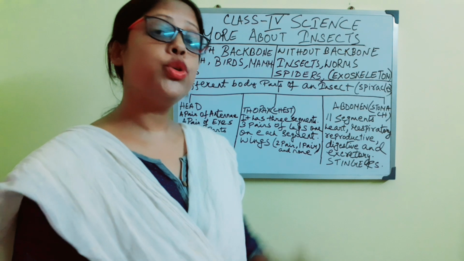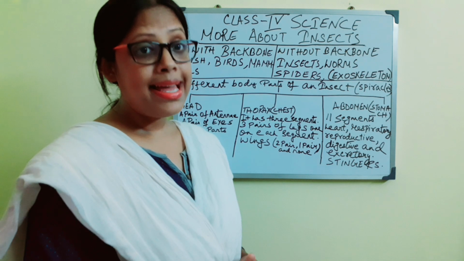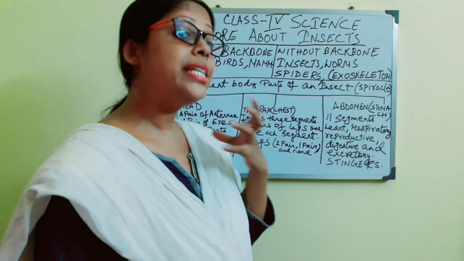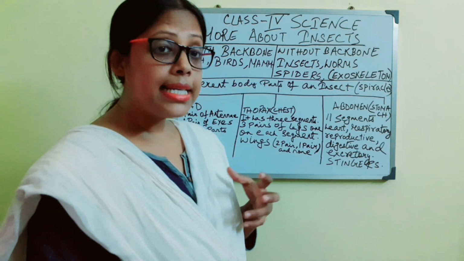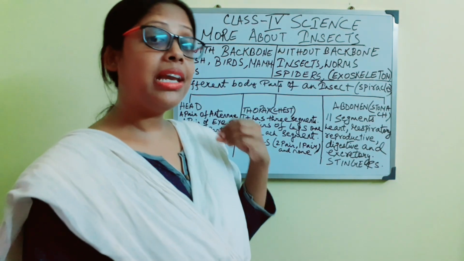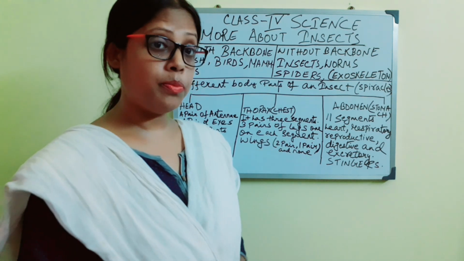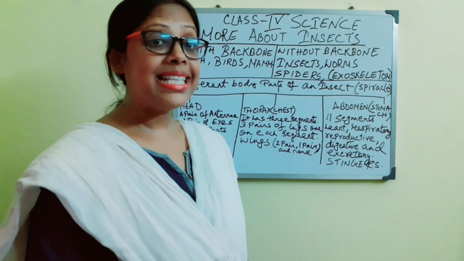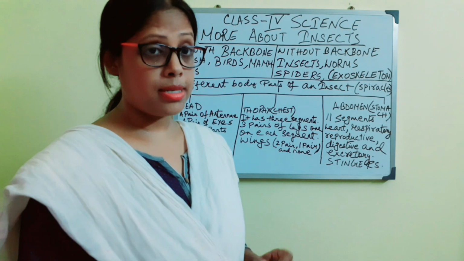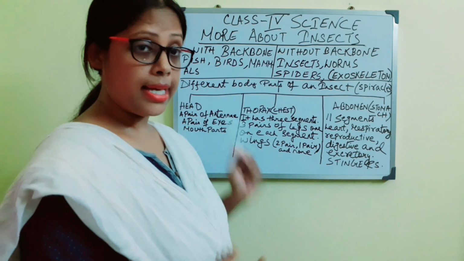Now, they have two types of mouth parts. One is the chewing type of mouth part, like grasshoppers and beetles have. Another is the sucking type of mouth part, like moths have. They suck their food, so they have a sucking type of mouth part. Now, this was the head and the function of the head.